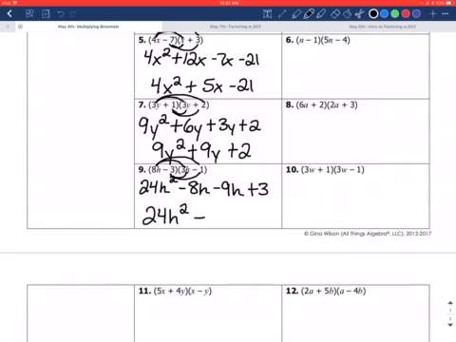24h squared. Those signs are the same, so we will add those numbers and keep the sign of the bigger number, and then tack on that plus 3.